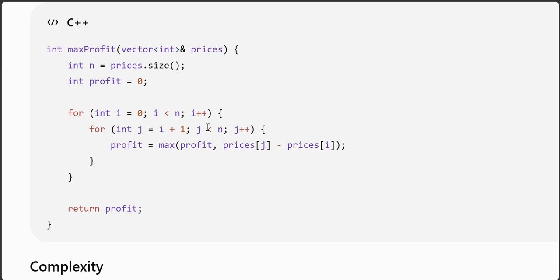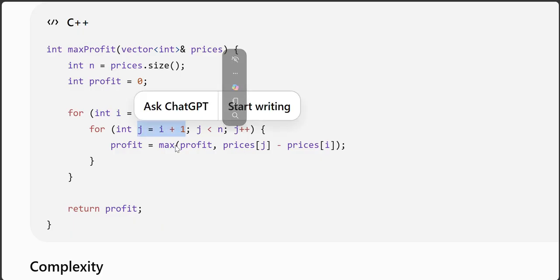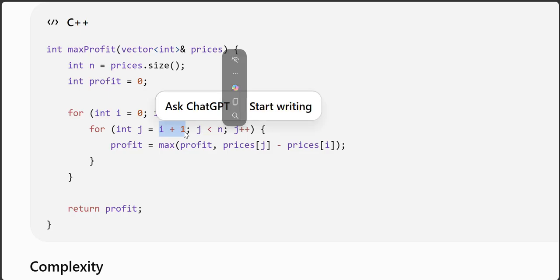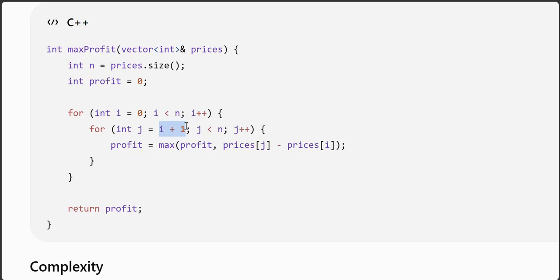For the brute force solution, what comes to mind is a two loops approach. One loop keeps track of the day we bought that item, and the second keeps track of the day we sell that item. The first index i starts from 0 and the second index j starts from i plus 1. If you're wondering why i plus 1, we first need to buy that item and then sell that item, so that's why we use i plus 1.